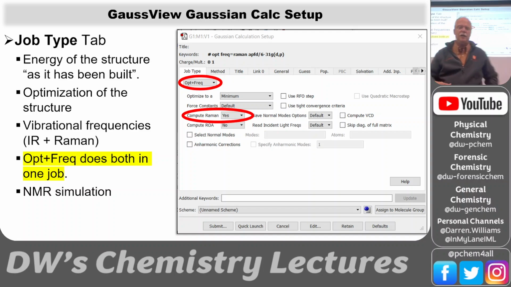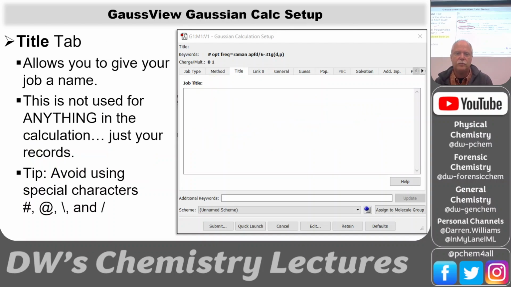So for your job types, we're going to do opt and freq. So it's an optimization and a frequency calculation. And it does both. It optimizes the structure and it calculates the vibrational frequencies. Now, sometimes this little button doesn't say yes, and you need to make sure it says yes so that you calculate the Raman intensities as well. Okay? So come and make sure this says yes. Do opt and freq and make sure it computes the Raman.